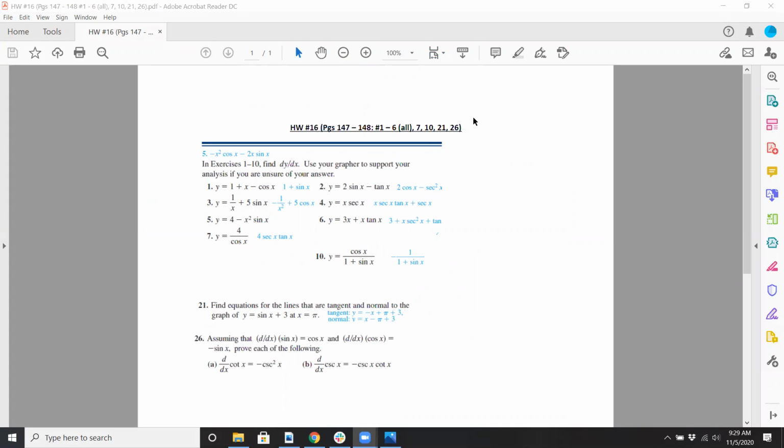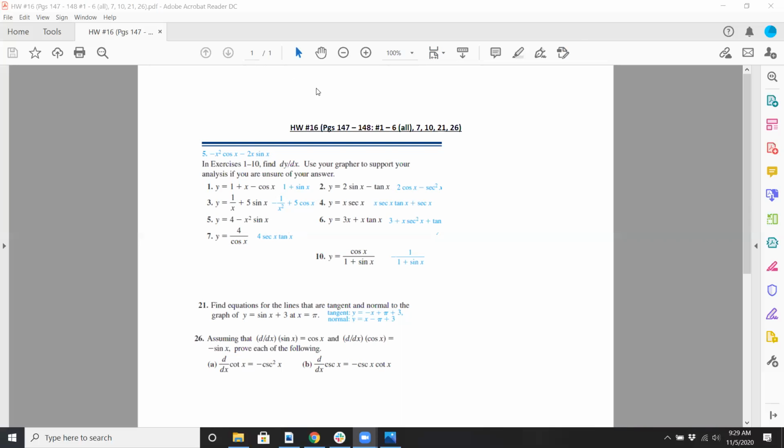26, yes, let's talk about 26 here. Now 1 through 6 are straight up just doing derivatives. Some involve product rule or a quotient rule for 7 and 10. Hopefully you guys are comfortable with that. 21, we had a problem kind of like that in the notes. Just finding the slope of a tangent line, normal line, and of course writing the equation of those lines. Let's do 10 first. Someone's asked about 10.